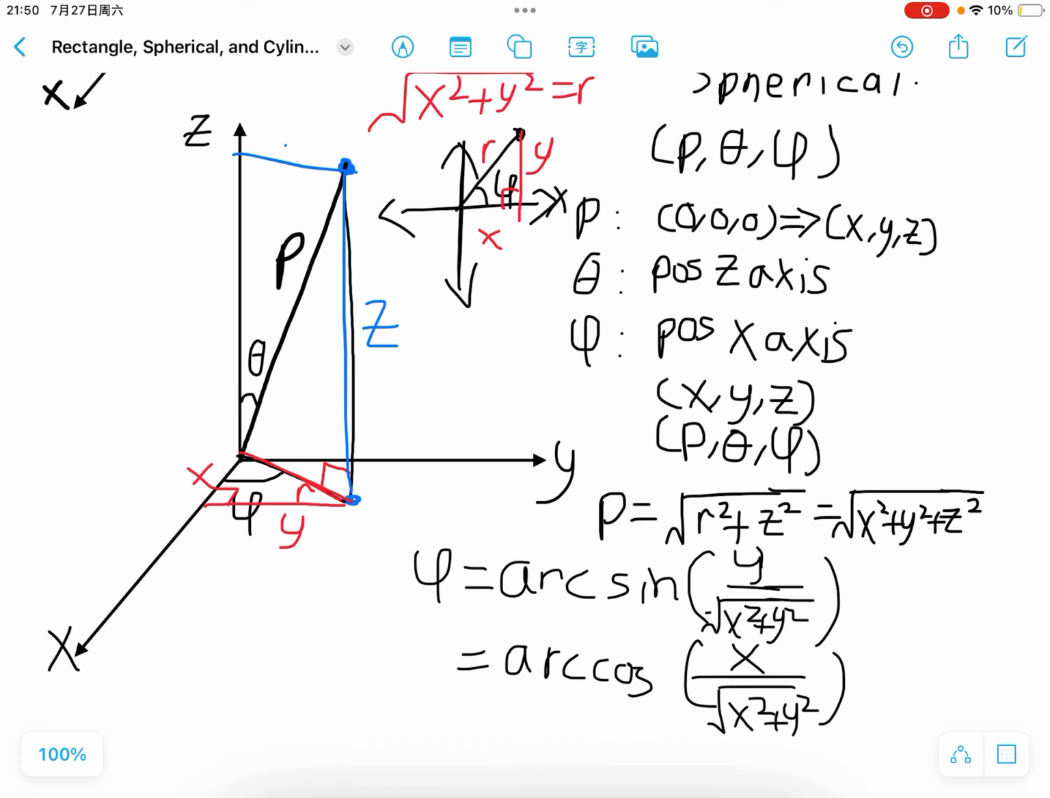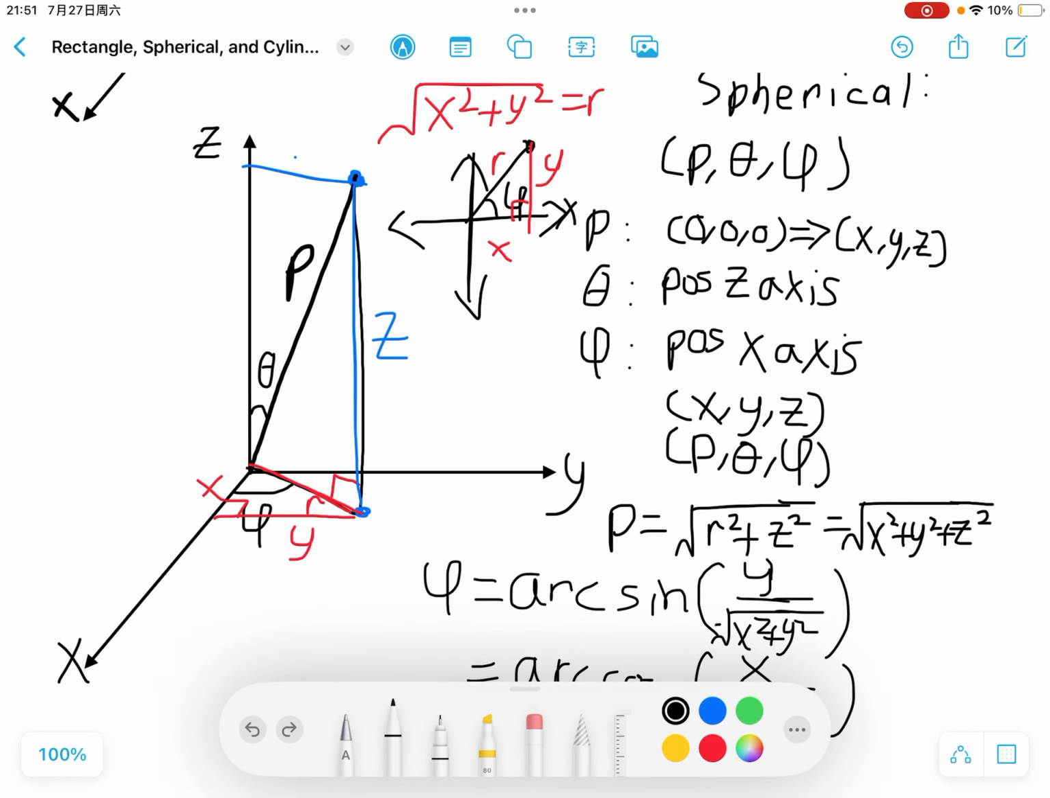So now we have both rho and phi. We can try to figure out this angle here, which is theta. We can imagine that this is a right angle. Let me just try to visualize that. So that's a right angle, and this is also length z. So this is a rectangle, okay?